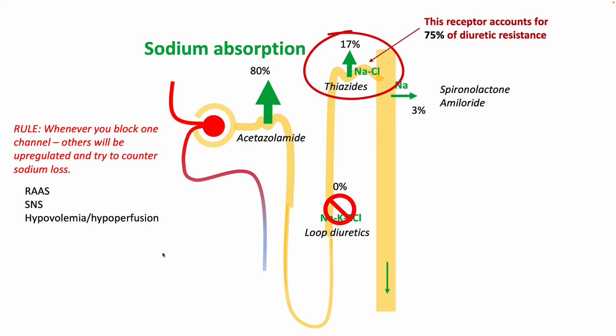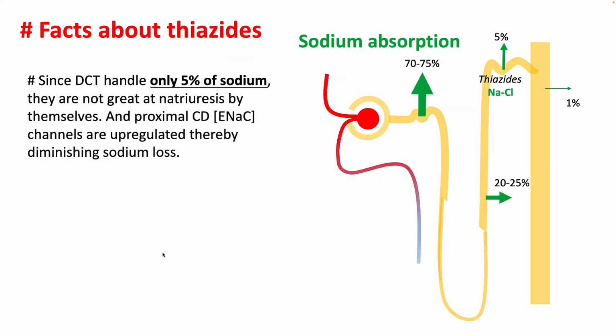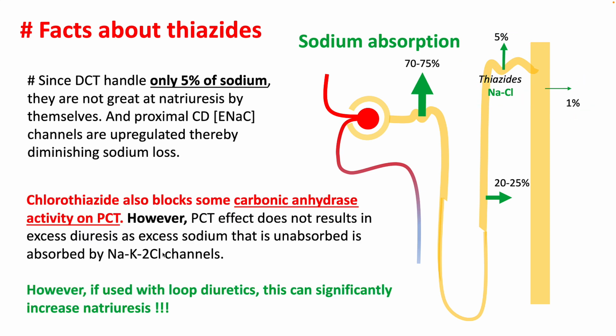Thiazides are the most important in this case, as they account for 75% of your diuretic resistance. Since the DCT handles only 5% of sodium, the thiazides are not great at natriuresis by themselves. And if you block thiazides alone, you will have some upregulation of your ENaC channel, which will counter your sodium loss.